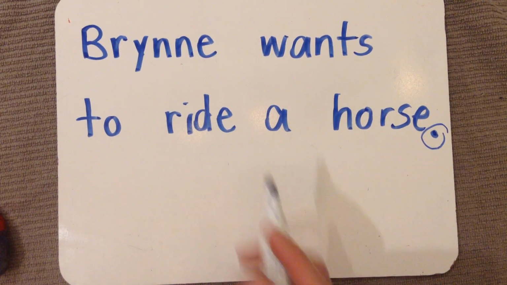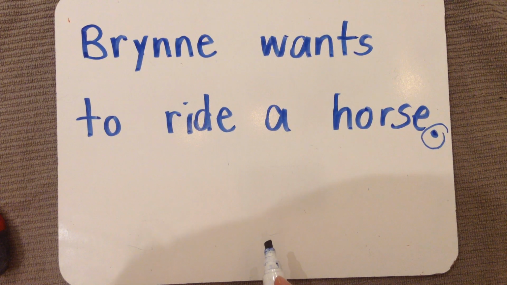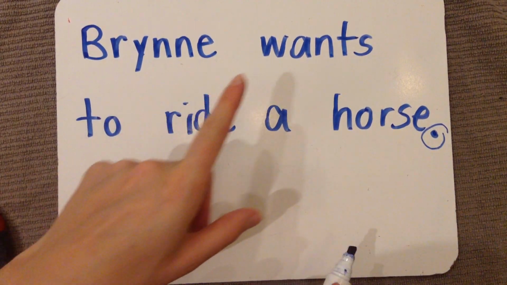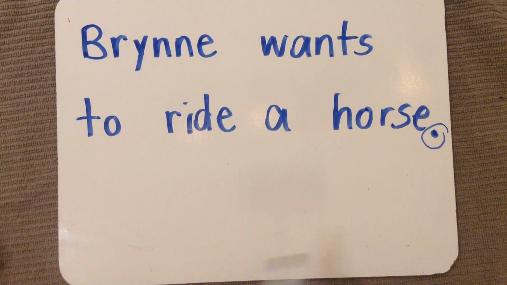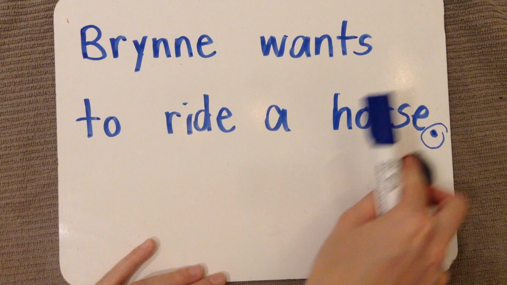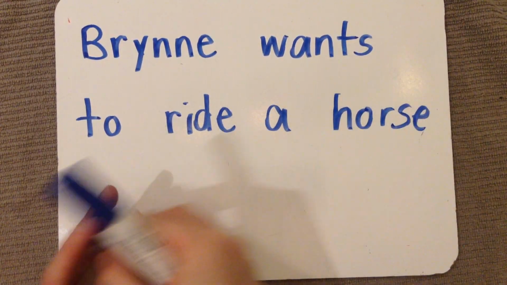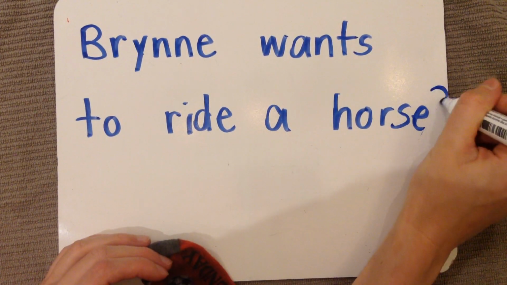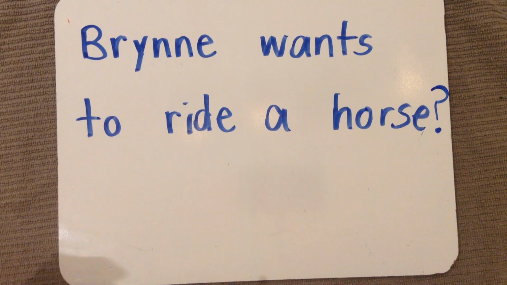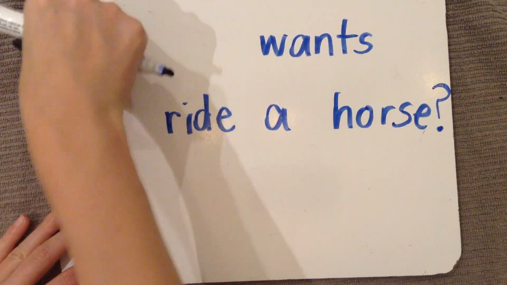We could change this example into a question. We would just need to make a few changes. Let's see. Right now it says, Bryn wants to ride a horse. If I were to turn it into a question, of course I would need to put a question mark at the end instead of a period. But there's a few other changes I should probably make. I'm going to start it like this.